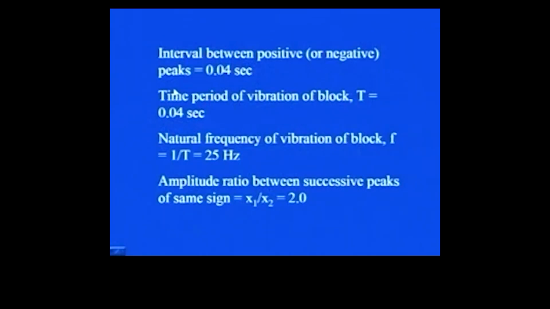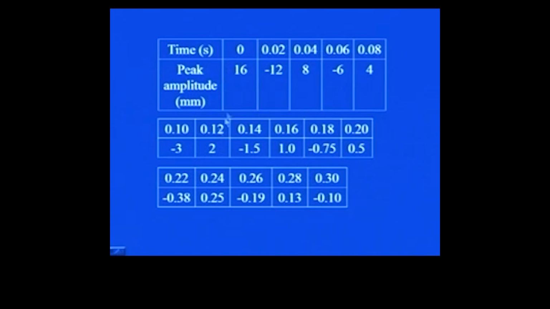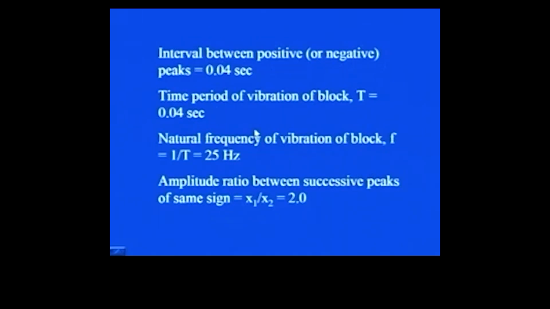Let us try to see the interval between positive or negative peaks. You can see here that these are the two positive peaks. So, the interval between these two positive peaks is 0.04. Likewise, for negative peaks also you can see that the time interval is 0.04 seconds in all the cases. So, the time period of vibration of the block, which we usually represent by T, becomes 0.04 second. Now we can find out the natural frequency of vibration of the block by inverting this time period, which is 1 by T, and that becomes 25 hertz.